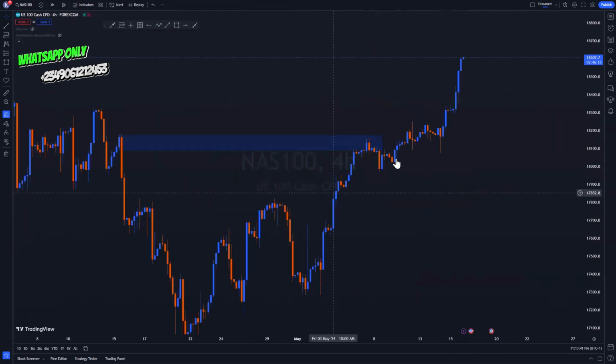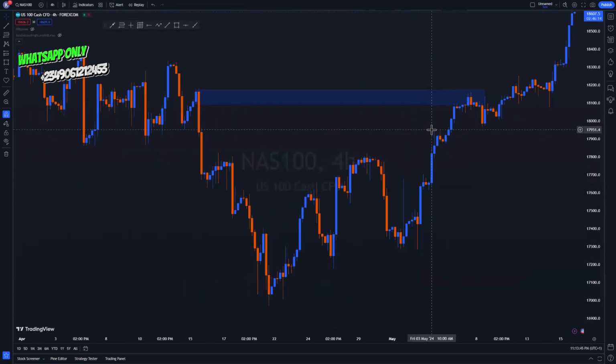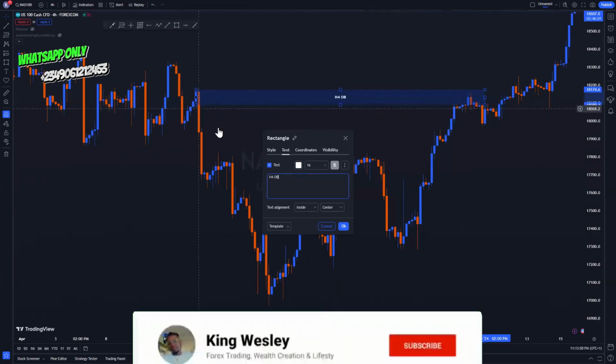So your first requirement for this strategy is that you want to see price trading at a higher time frame point of interest. In this case, our point of interest happens to be what? The H4 order block. Is that simple?